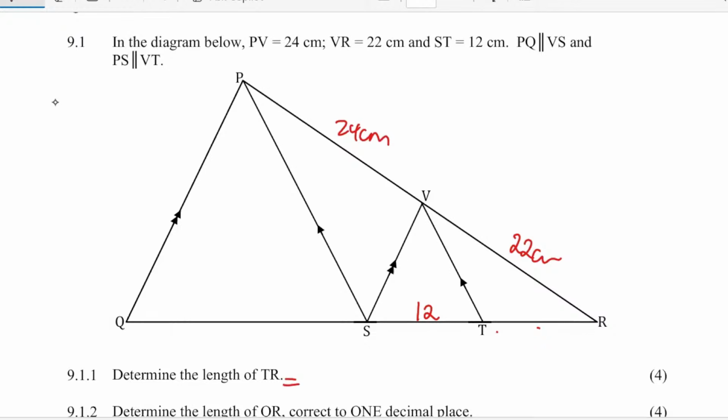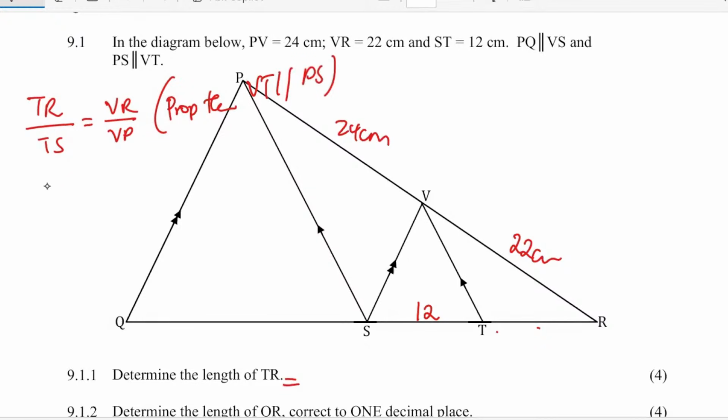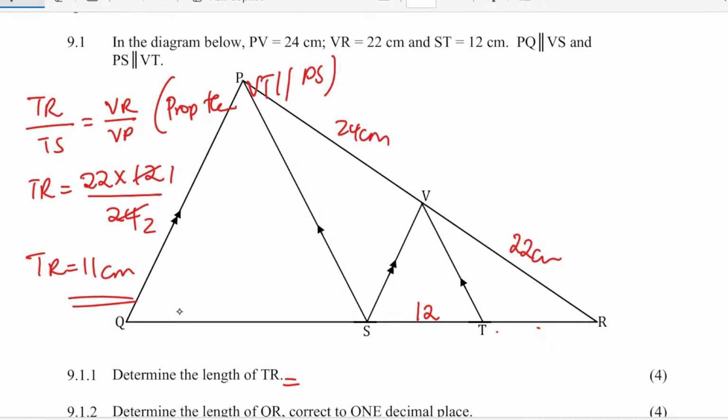So you can use the ratios and say that TR over TS should be the same as VR over VP. This is the proportionality theorem, because VT is parallel to PS. Our TR, which is what we need, is going to be VR, which is 22, times TS, which is 12, over VP, which is 24. So TR becomes 11 centimeters, because 12 by 2 is 1, 24 by 12 is 2, and 22 over 2 is 11.